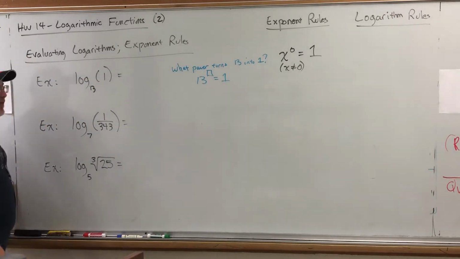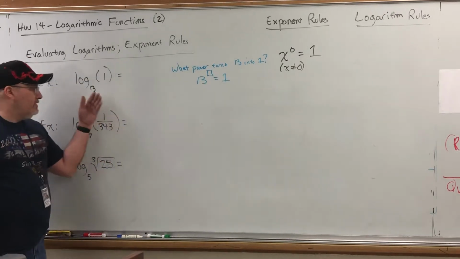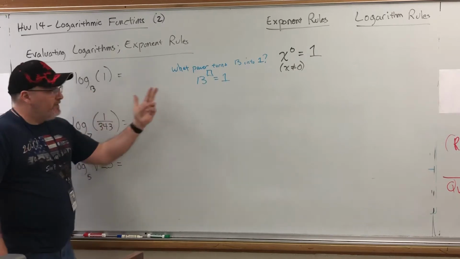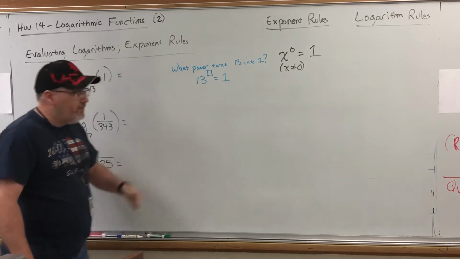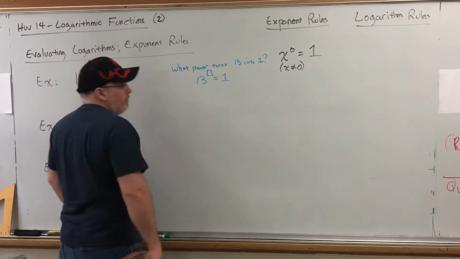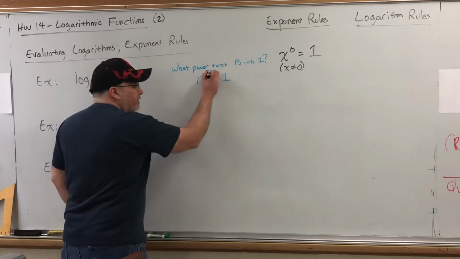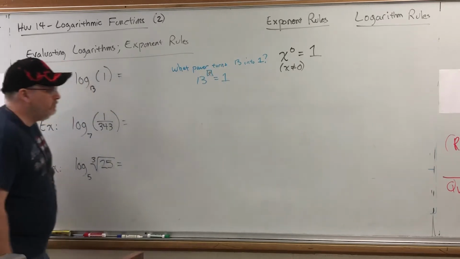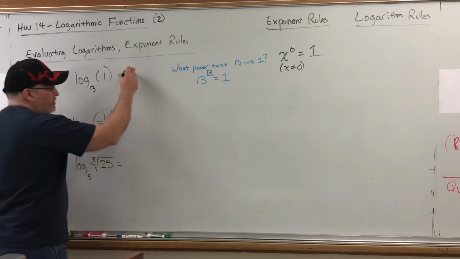Oh, by the way, in case you haven't figured it out, the reason it's called the base here is because it's the base here. How convenient. So according to that exponent rule, what power could we put on a 13 to turn it into 1? The answer is a 0 power. So the answer to this logarithm is 0.